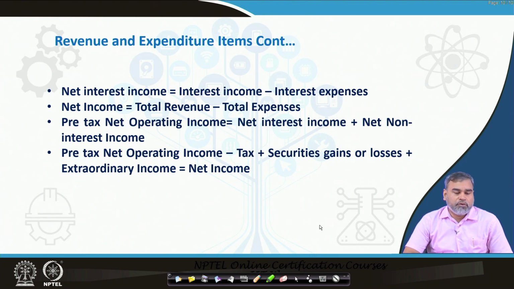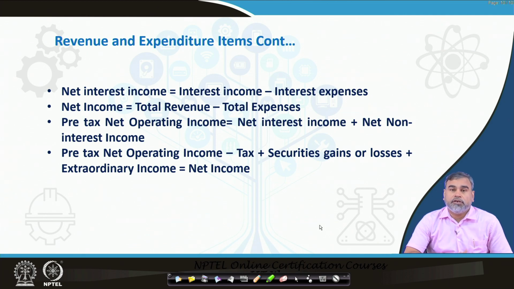So, from this we can calculate the net interest income, which is nothing but interest income minus interest expenses. Net income is nothing but total revenue minus total expenses. Then pre-tax net operating income is the net interest income plus net non-interest income. Then pre-tax net operating income minus tax, plus securities gains or losses if there are any, plus some extraordinary income. Extraordinary income means sometimes the bank sells its existing holding securities in the market, and then they can generate some extra income. That basically will give you the idea of the net income.